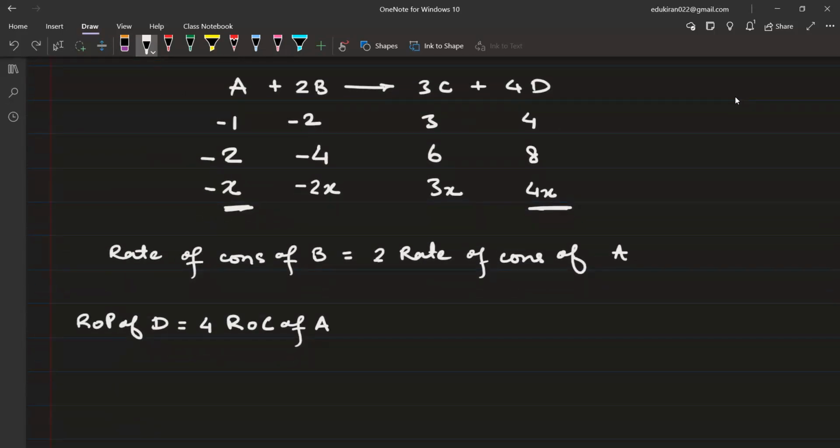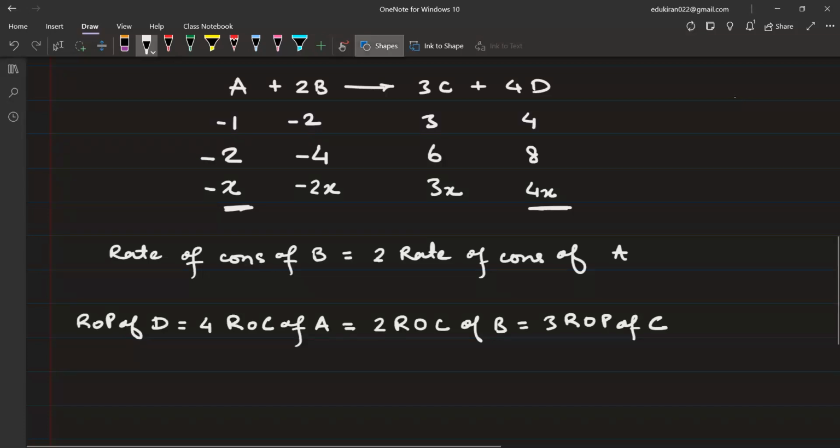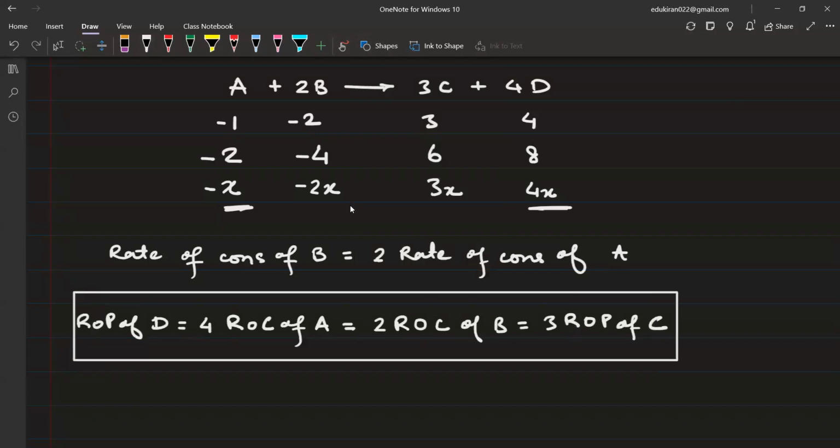Okay, and rate of production of D, it is equal to what I can write. अच्छा, यहाँ से लिखते हैं 4. चलिए A से लिखते हैं, 2 times rate of consumption of B, and it is also equal to 3 times rate of production of C. All of you understand this? Yes or no? Please. Sir, can you just explain the last part? Third one. Third one, rate of consumption of C.